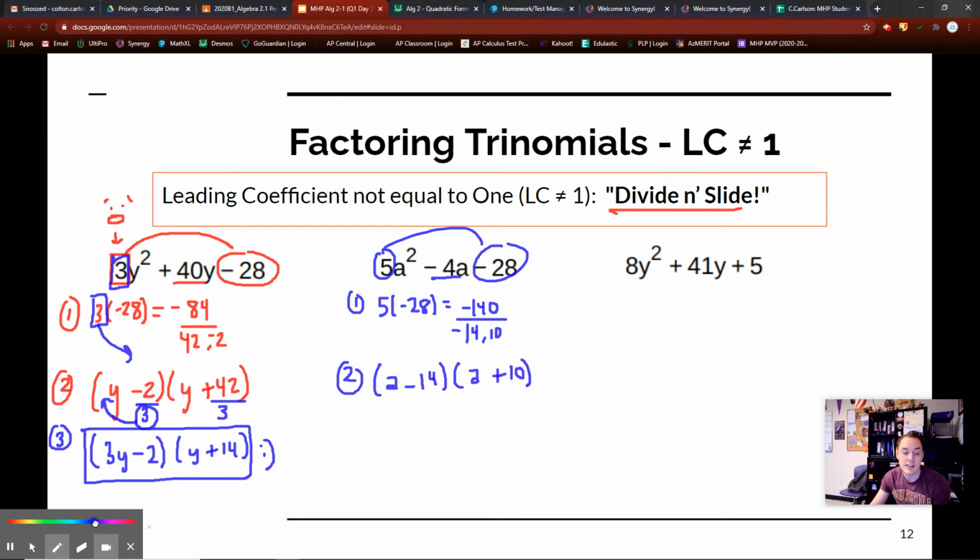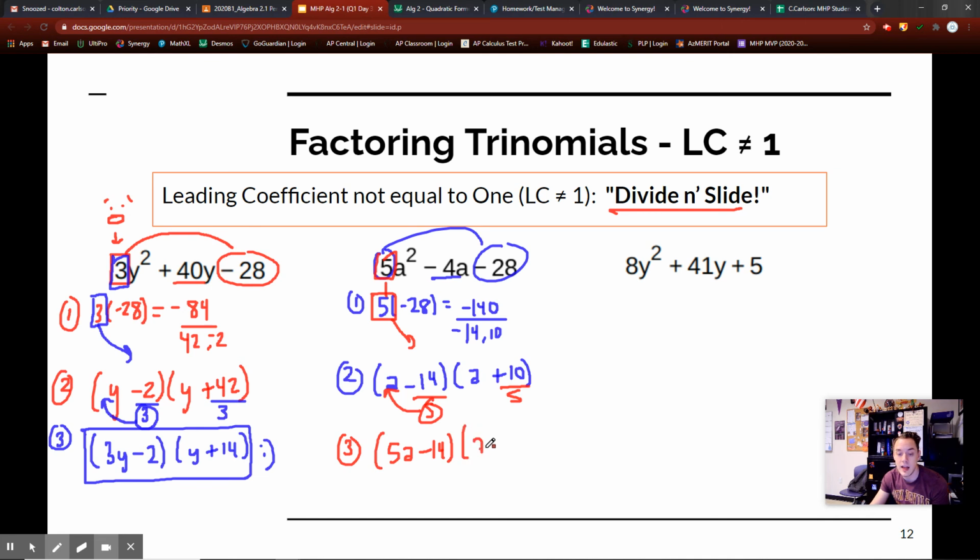Now what I do is divide by my leading coefficient, which is 5. So I divide by 5, divide by 5. The rule says if it doesn't divide, you slide. Does 14 divide evenly? No, 14 is not divisible by 5, so that means I take 5a minus 14 to be my first one. And then does 10 divided by 5 work? Yes, it does. So that means a plus 2. This is my final answer.